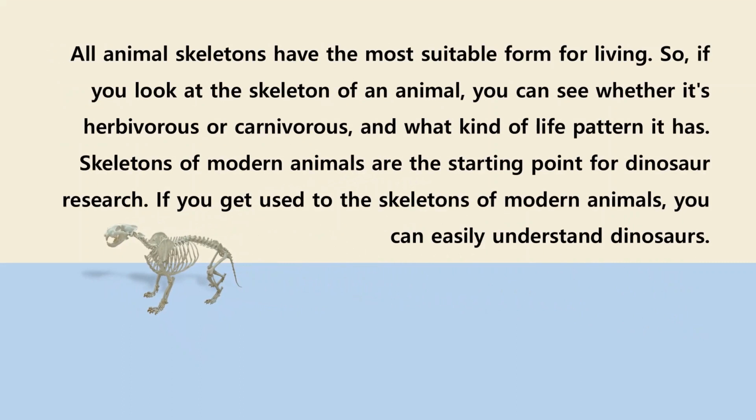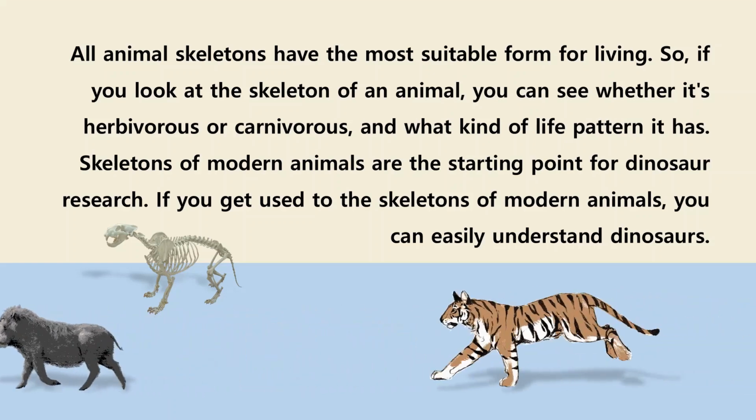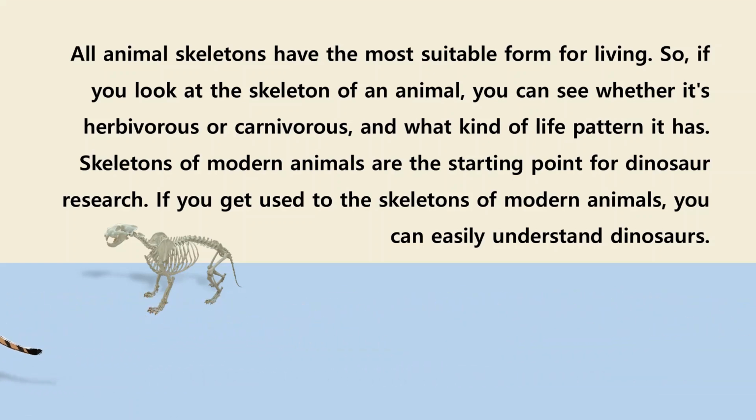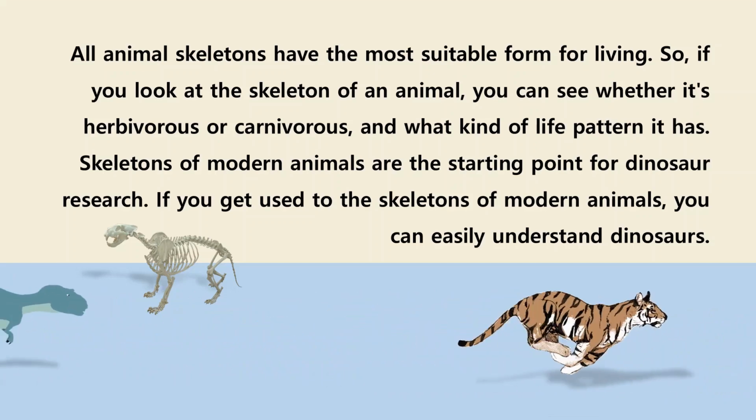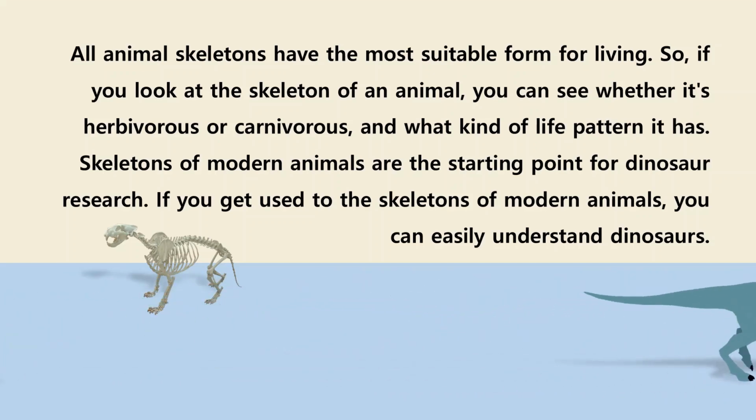All animal skeletons have the most suitable form for living. So, if you look at the skeleton of an animal, you can see whether it's herbivorous or carnivorous, and what kind of life pattern it has. Skeletons of modern animals are the starting point for dinosaur research. If you get used to the skeletons of modern animals, you can easily understand dinosaurs.